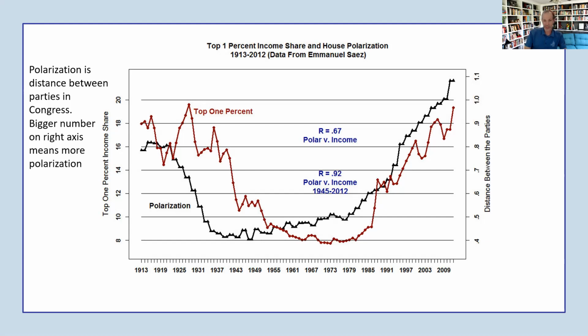What you're going to notice is these two lines basically run together. So when the top 1% are doing better, we have more political polarization. Is one causing the other? It's hard to tell. But we do know that the wealthy have more political influence.